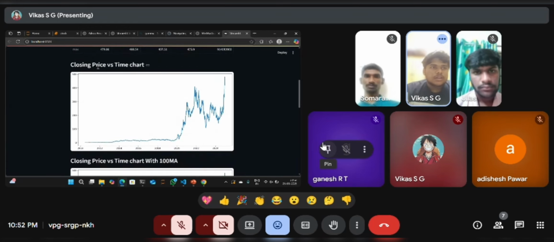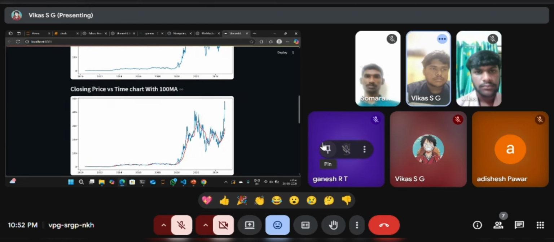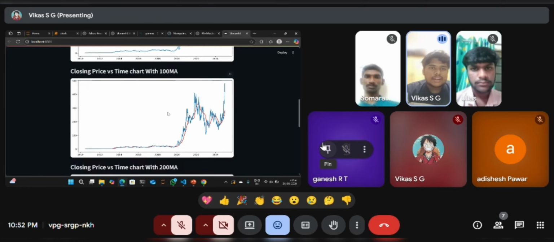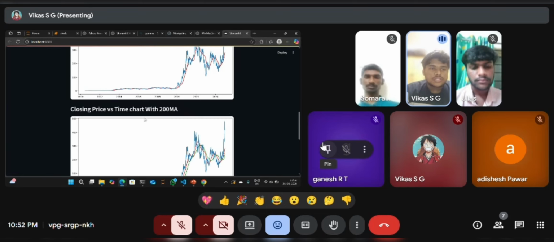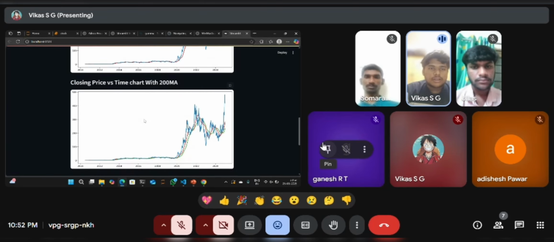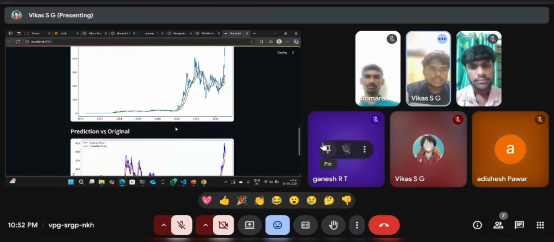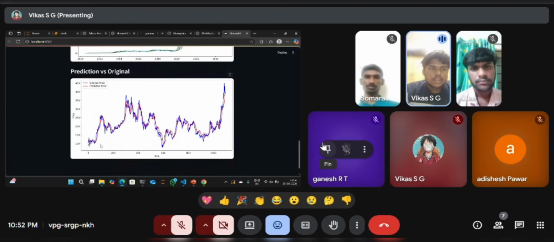And this is close price versus time. Close price versus time with 100-day moving average. The third graph is close price versus time with 200-day moving average and 100-day moving average. The final graph is prediction versus original graph. The original graph is indicated by the blue line. The predicted graph is indicated by the red line.